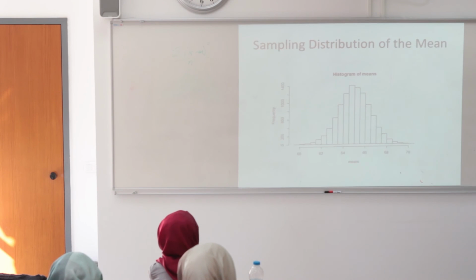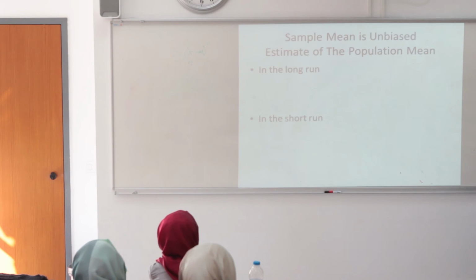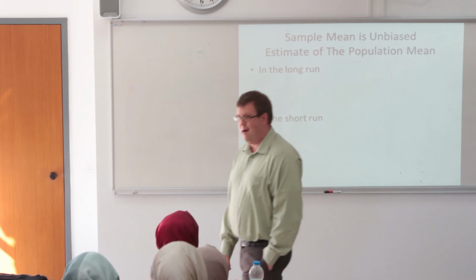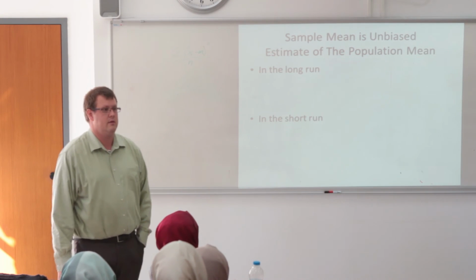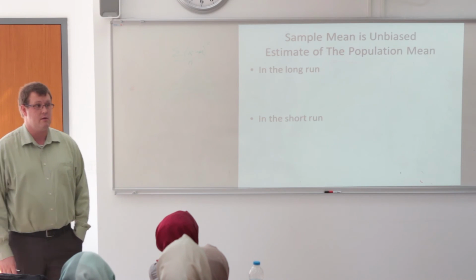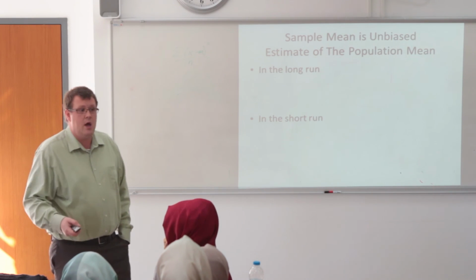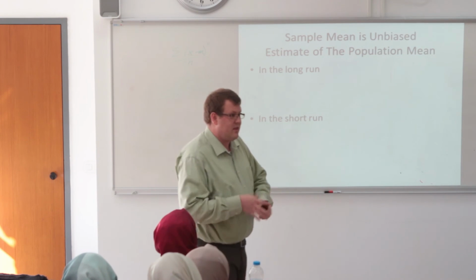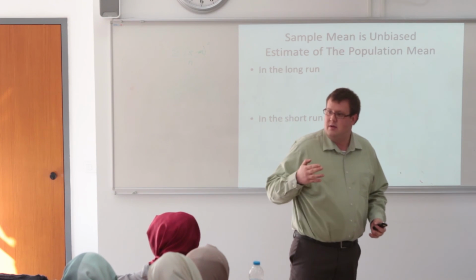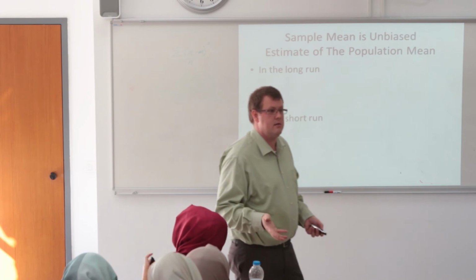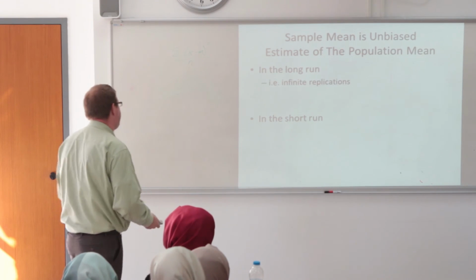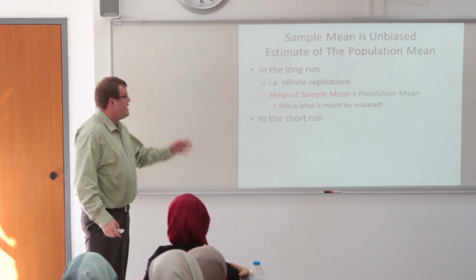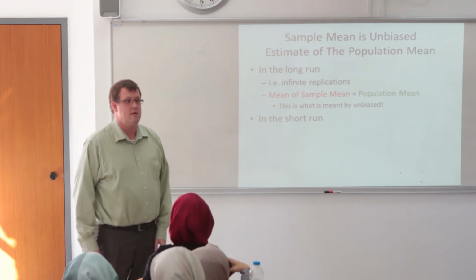So what does this mean? It means that the sample mean is an unbiased estimate of the population mean. In the long run, the sample means that we get will turn out on average to be the population mean. So in the long run, if we did infinite numbers of replications, the mean of the sample means equals the population mean. Exactly.